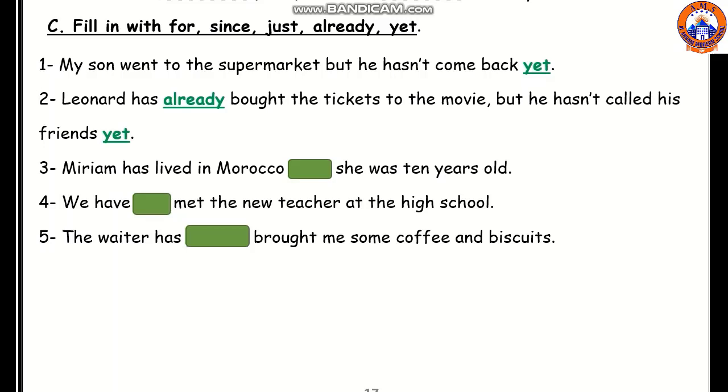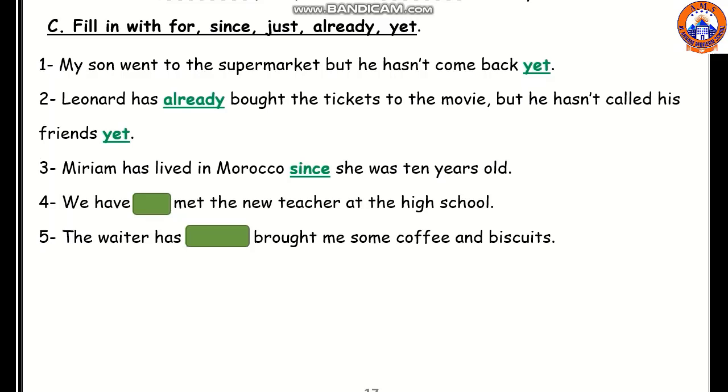Number 3, listen. A family lived in Morocco, had a 10-year-old girl called Miriam, who is 15 now. So, number 3, let's read. Miriam has lived in Morocco since she was 10 years old. This is a starting point. So we use since before the starting point. It's not a duration.